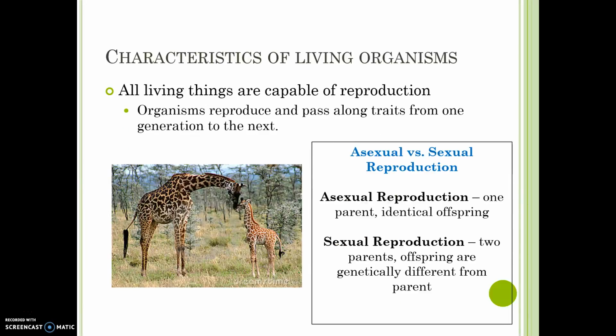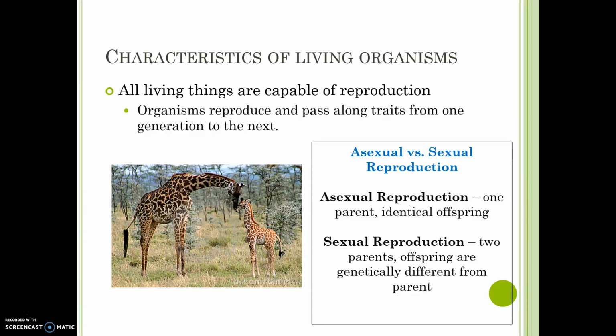The next characteristic we're going to talk about is that all living things are capable of reproduction. Organisms reproduce and pass along traits from one generation to the next. So reproduction is the production of offspring. And what is the purpose of reproduction? The purpose of reproduction is so that organisms can pass along their traits. And that is very important.